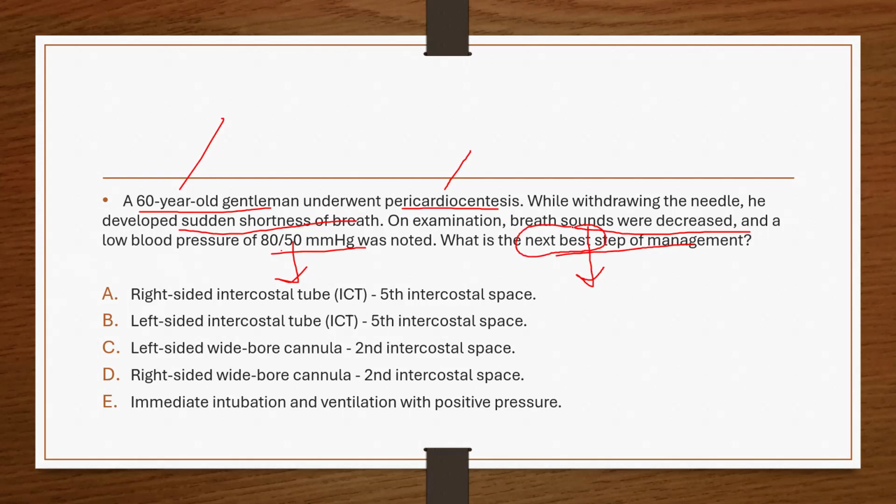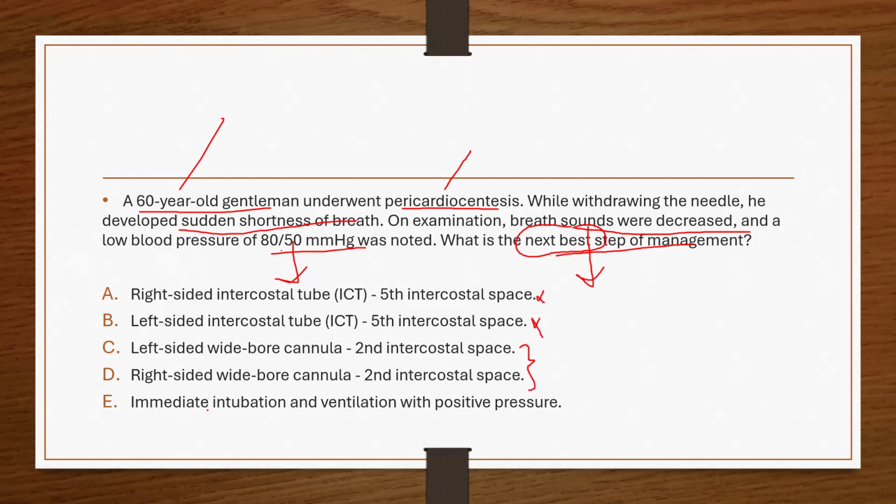doing a needle decompression. So how do you do a needle decompression? You are going to put a wide bore cannula into the second intercostal space. So out of the answers given below, answers C and D are for wide bore cannula in the second intercostal space. Now, right-sided intercostal tube, no, you're not going to do that. Left-sided intercostal tube, no, you are not going to do that.